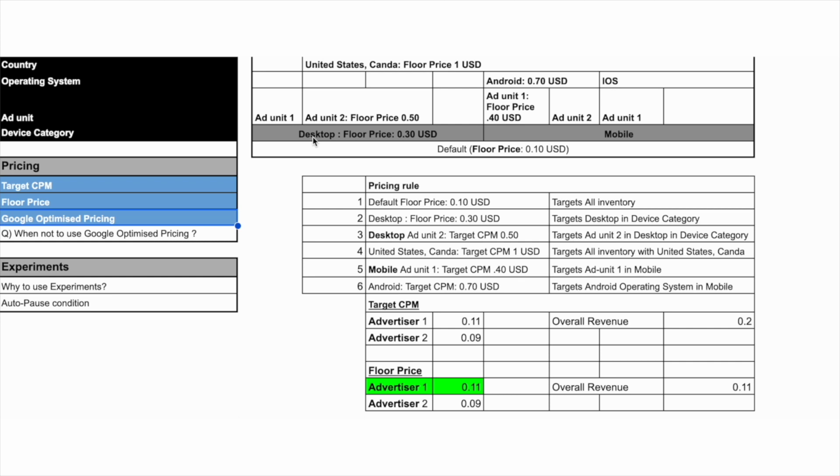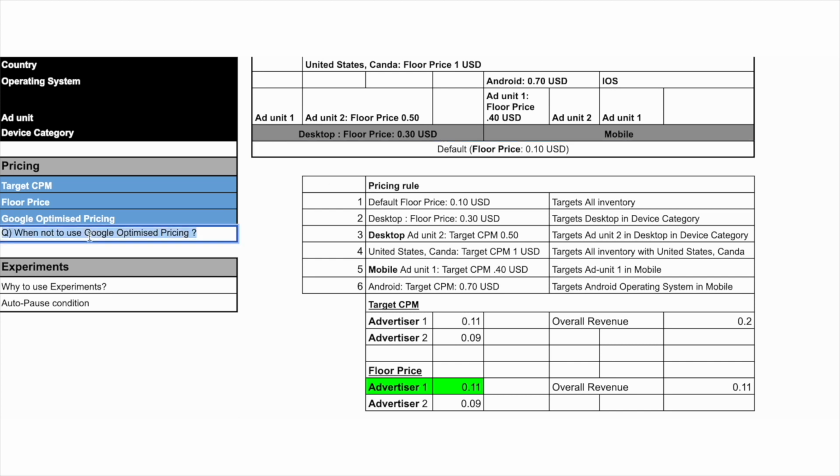Now you may encounter that there is a lot of variation in your account in terms of CPMs, and you're not sure of what CPMs you should set, or you're pretty new to your account and you're not aware of your baseline CPMs, and you leave it to Google to decide. So with Google optimized pricing, you are not setting up a static price. You're letting Google decide the best possible price for your inventory, and that is Google optimized pricing.